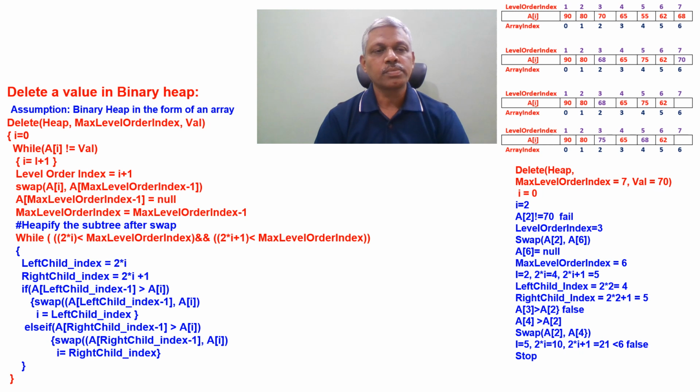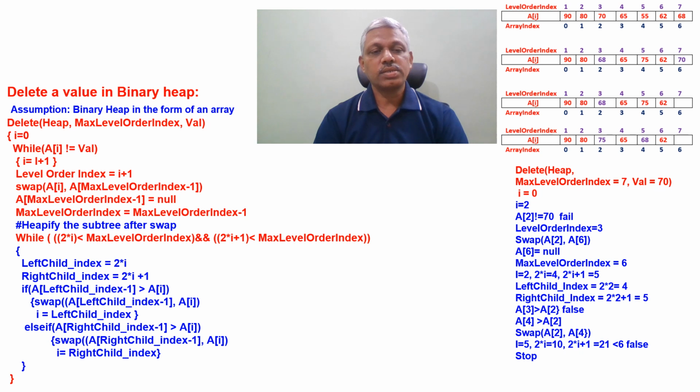That means the element is removed, but we need to heapify down. So heapify down the subtree after the swap, while 2i is less than max level order index and 2i plus 1 is less than max level order index. That means we are comparing the max level order index with the children until it is greater than them. Left child index is equal to 2i and right child index is updated. If a of left child index minus 1 is greater than a of I, we need to swap them. Else, swap a of left child index minus 1 and a of I, and I is equal to left child index, updated as the lower one.